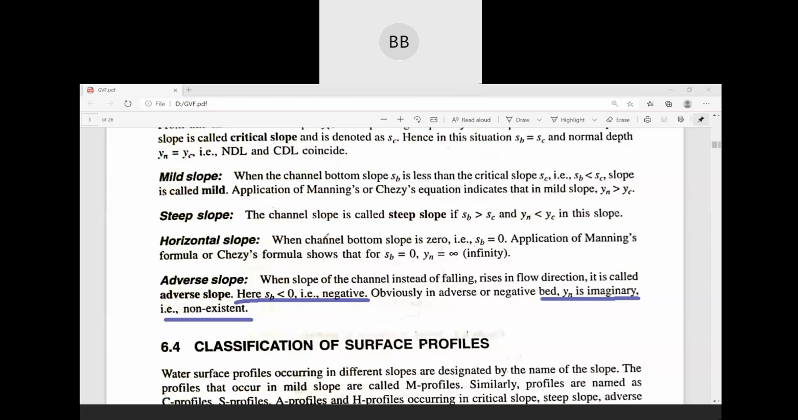So thank you, students. Today we are going to end this lecture here. In the next class we are going to continue with the classification of surface profiles. Based on these slopes we have some profiles, as we are going to discuss in the next class.